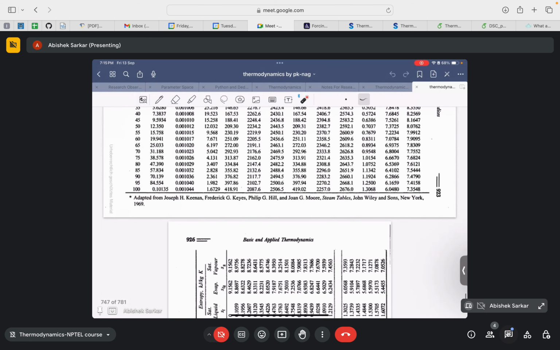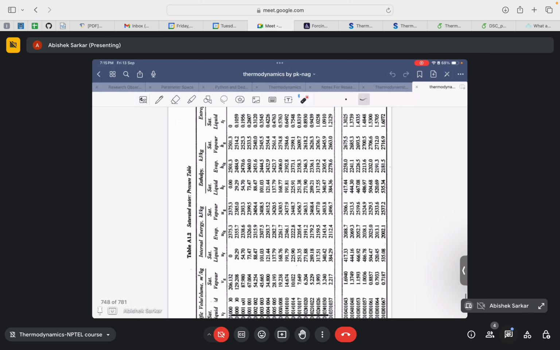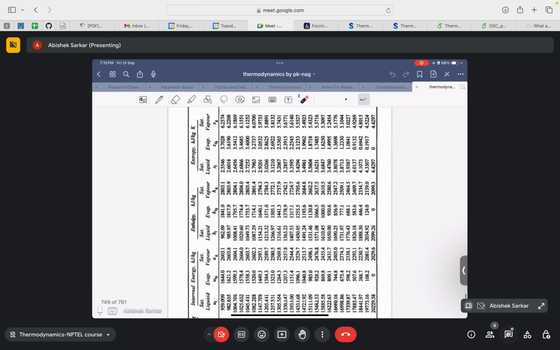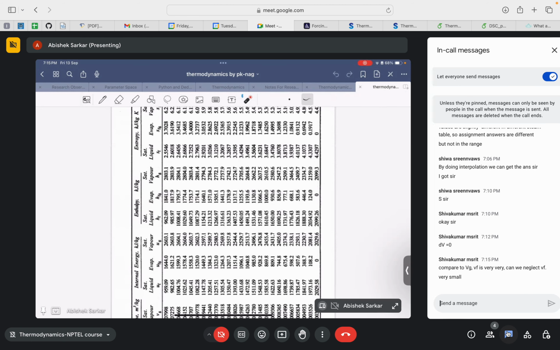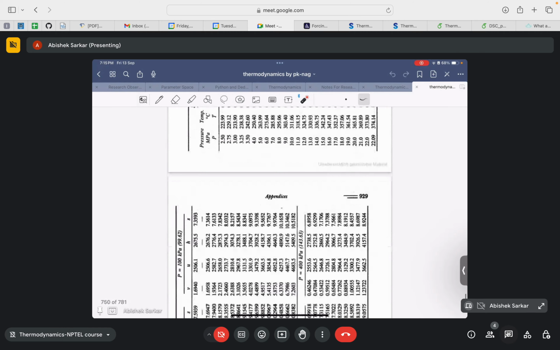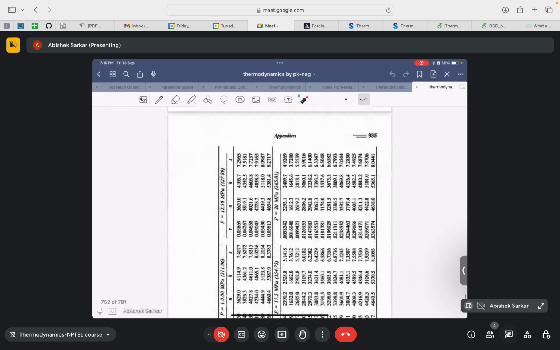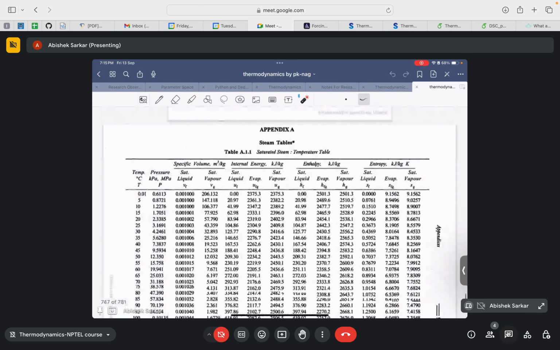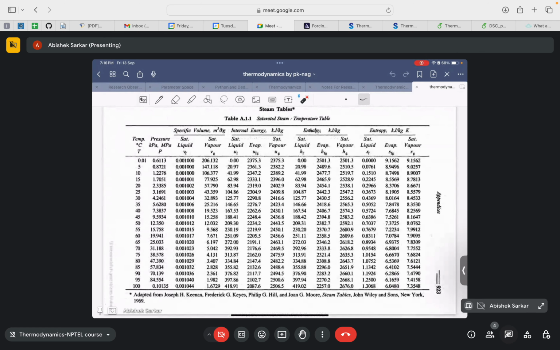Okay, so it seems that my table does not include the critical state. Is it given in your tables? You can verify for me. Let me check in the book once again. Can you look at the steam tables and let me know whether the critical state is defined in your tables as well?